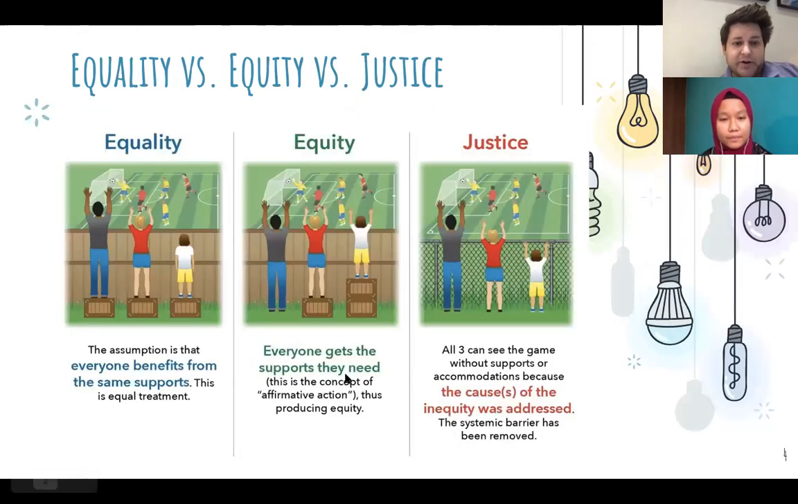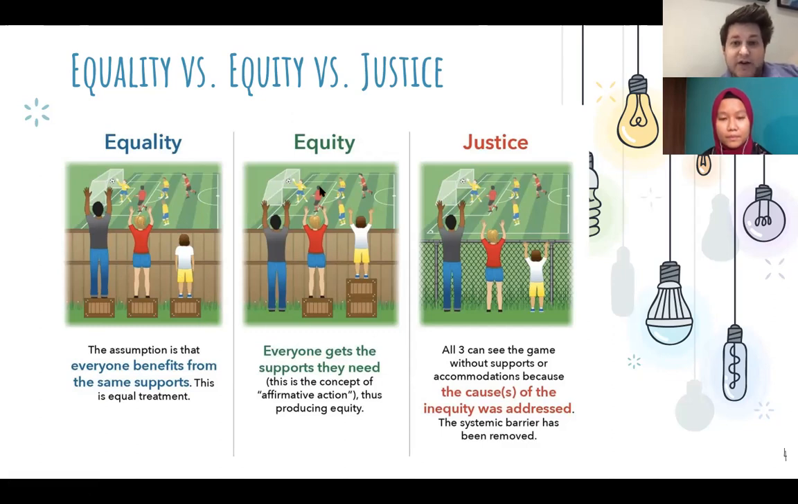So one of the biggest points when you take this class is the difference between equality, equity, and justice. So equality is the idea of giving everyone the exact same benefits, whether they need more of that benefit or they don't need it at all. So you can see that the tallest man here doesn't even need to be standing on the benefit to enjoy the game, whereas the shortest man or the boy receives the benefit and still can't see the game.